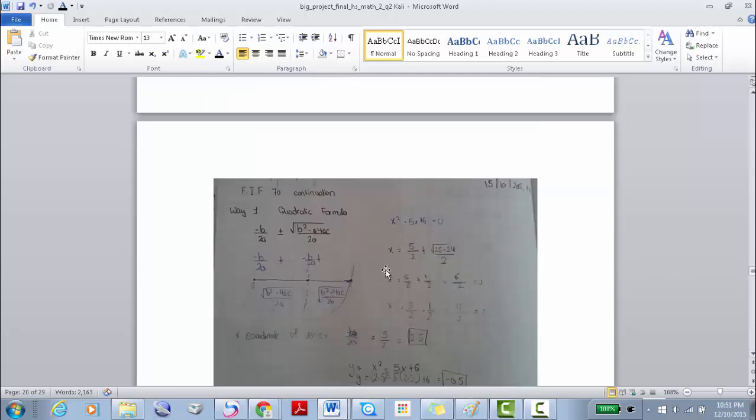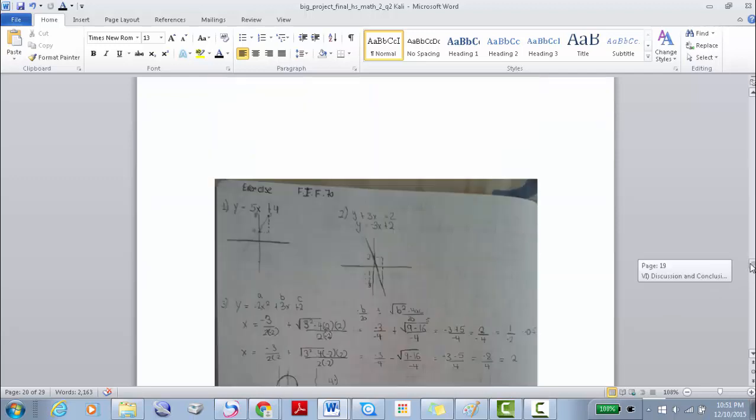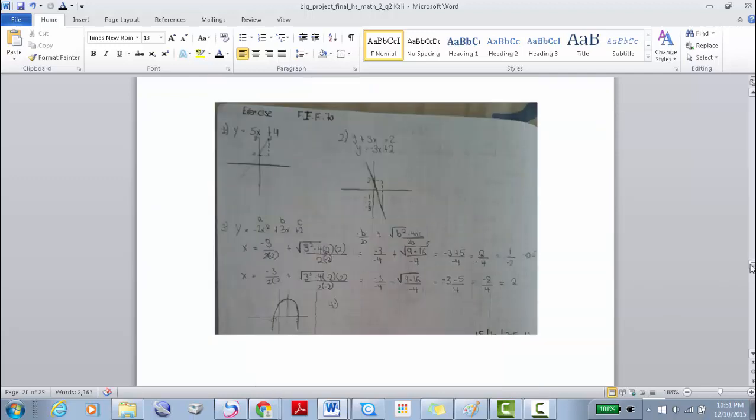This is more of what we did. So let me just take one linear and one quadratic, and I'll explain it. So this is the linear. The question is y equals 5x plus 4. So 4 is the y-intercept.